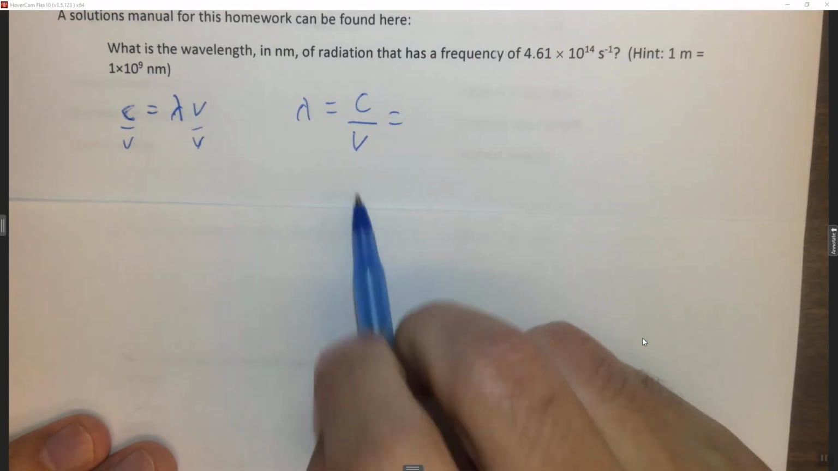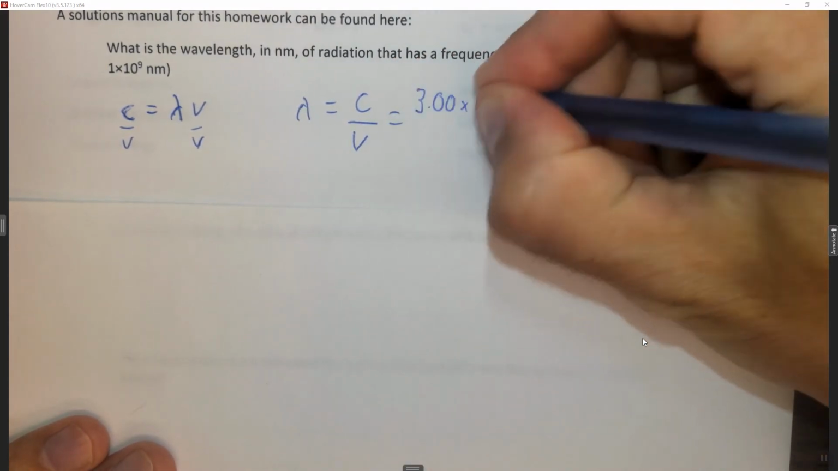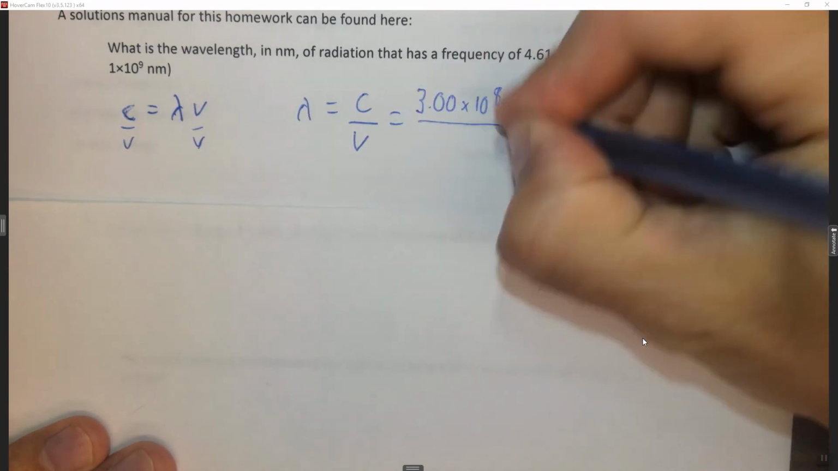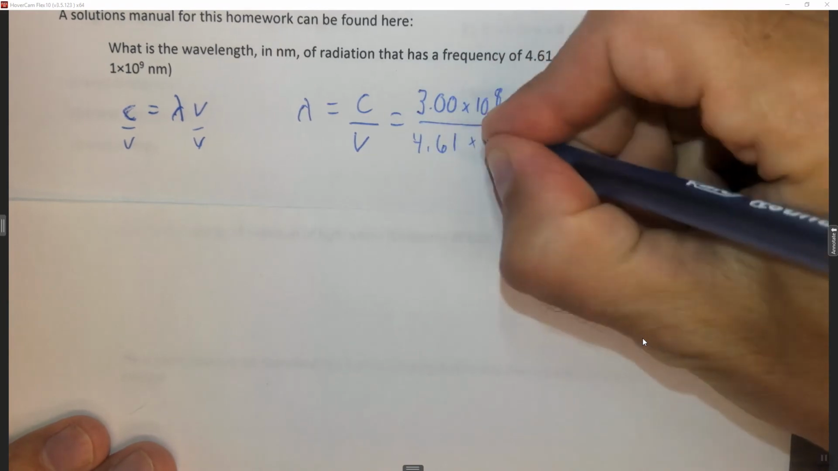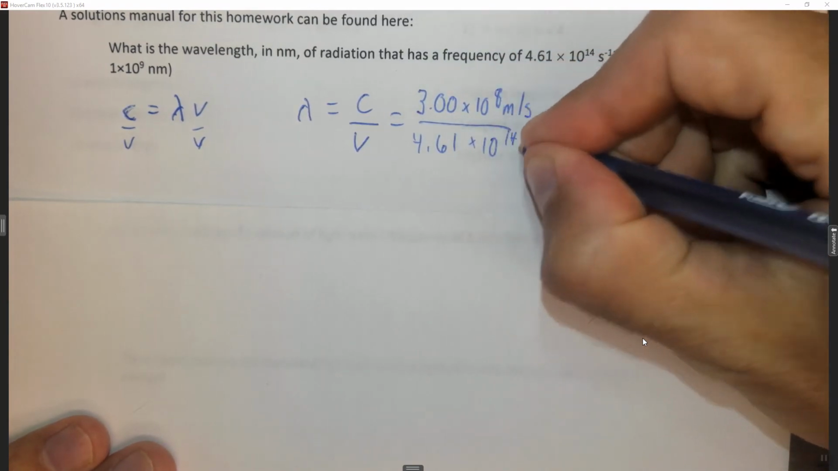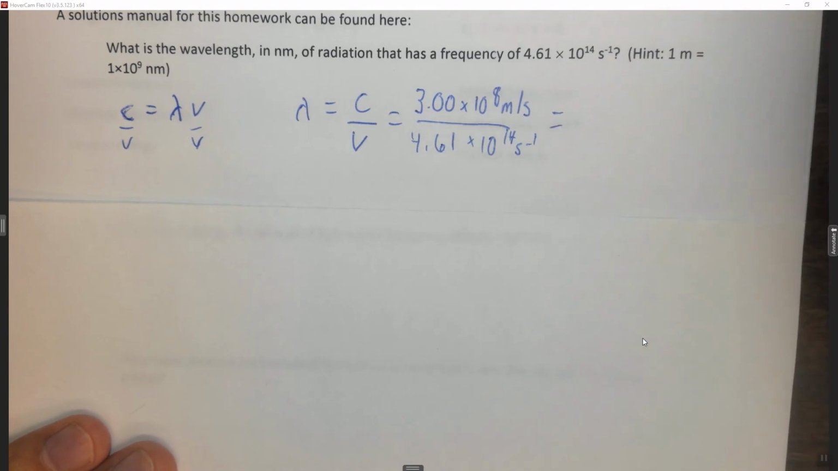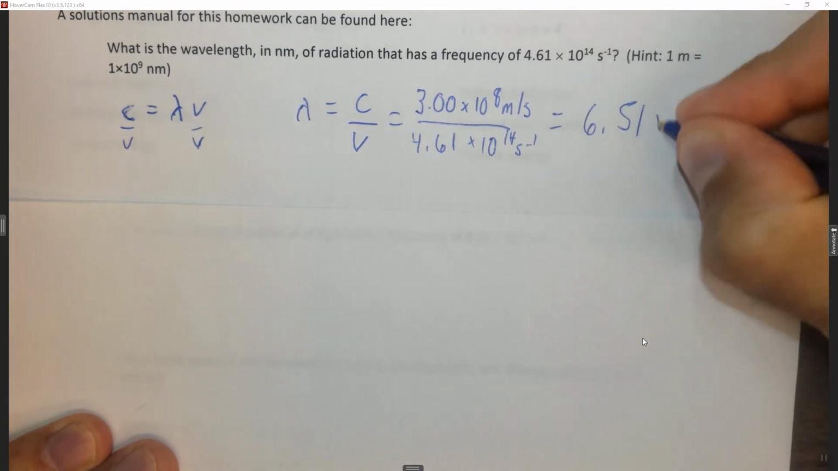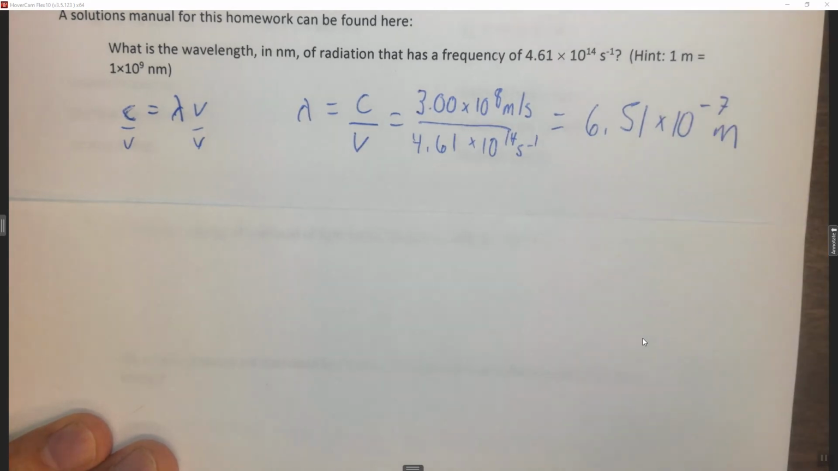So again, c is a constant, the speed of light in a vacuum, 3 times 10 to the 8th meters per second, divided by the frequency, which is given, 4.61 times 10 to the 14 seconds to the minus 1, which is the same as a hertz. When we do that, we get 6.51 times 10 to the minus 7 meters.